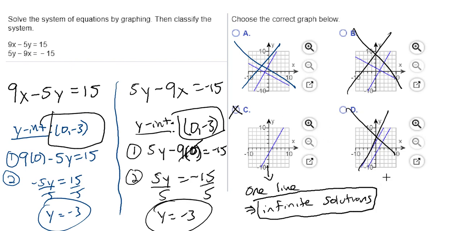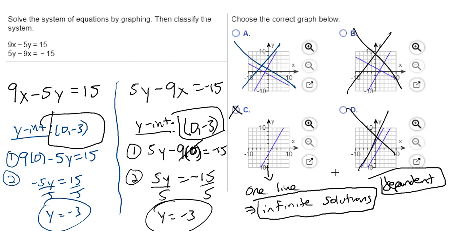Now to classify this, our first classification, is it independent or dependent? This is the one situation where we would say it's dependent. There's an infinite number of solutions, and that's the only time you would ever pick dependent as your classification. Otherwise, it's independent every time.